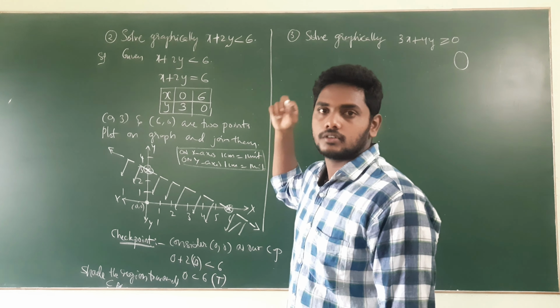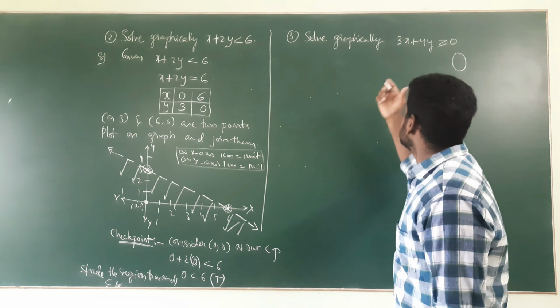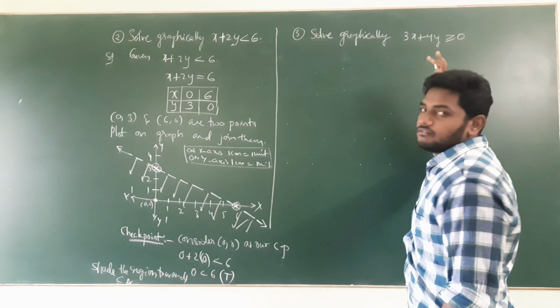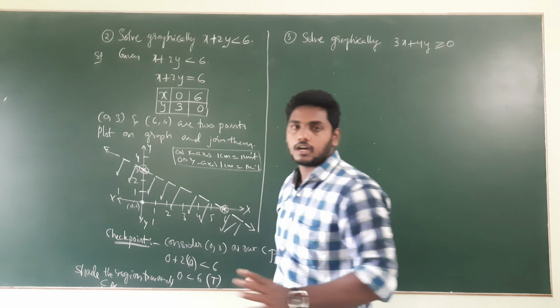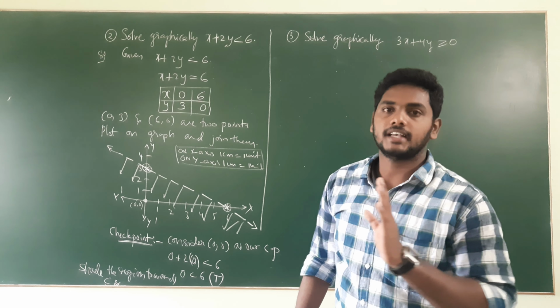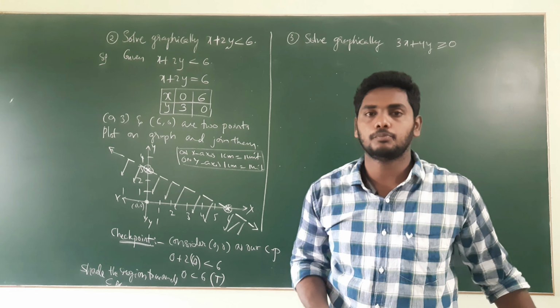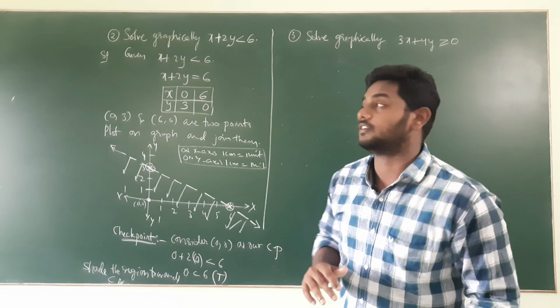For those lines, which lines? The lines which pass through the origin. For those lines, we should not take (0, 0). We should not take (0, 0). Except (0, 0), we can take any other point not on the line. That I will tell you.